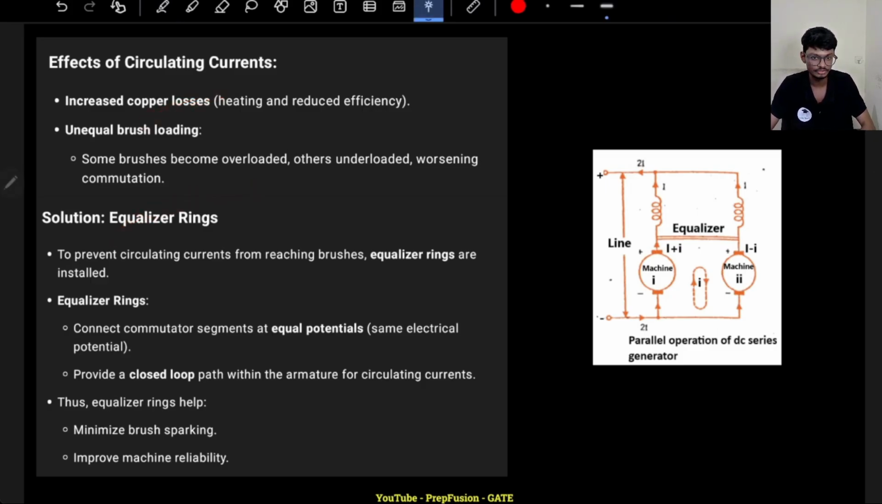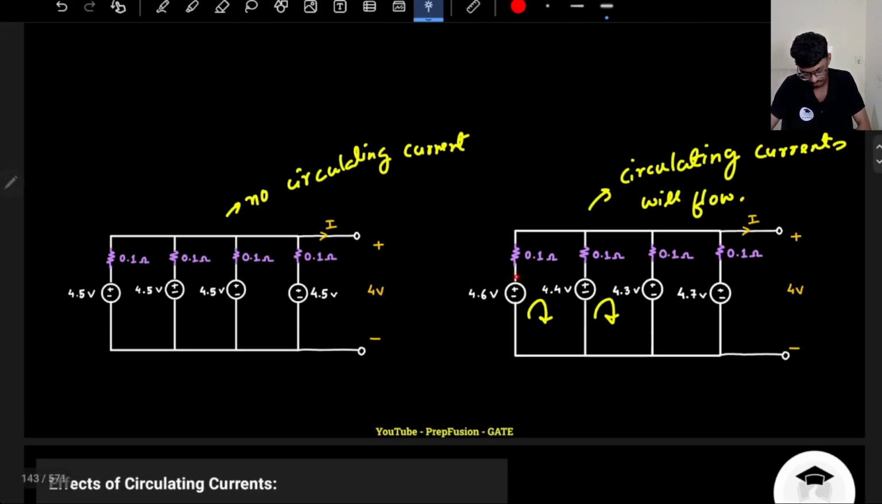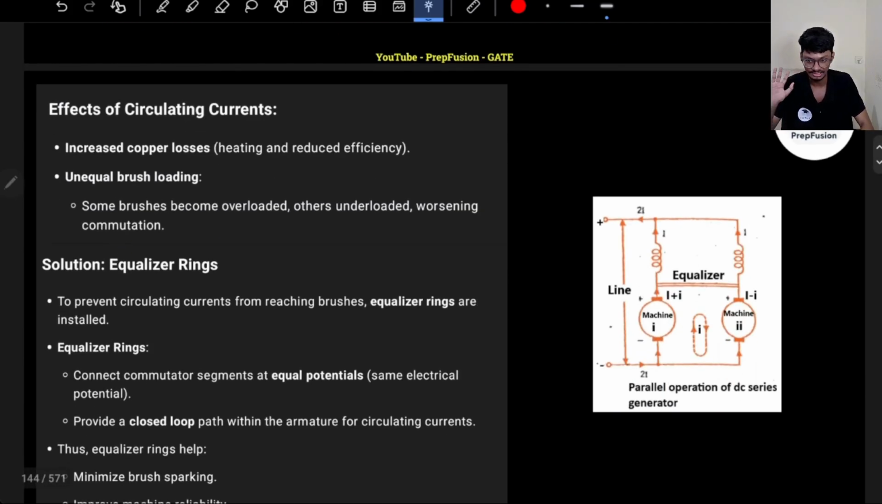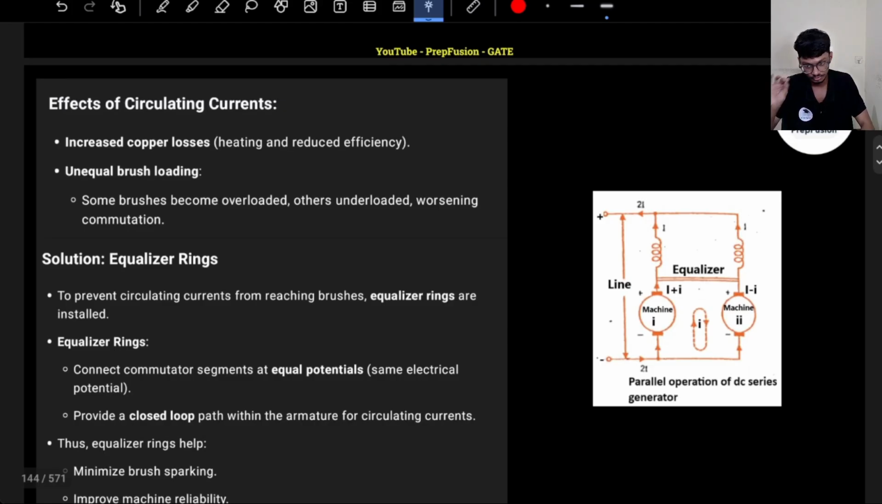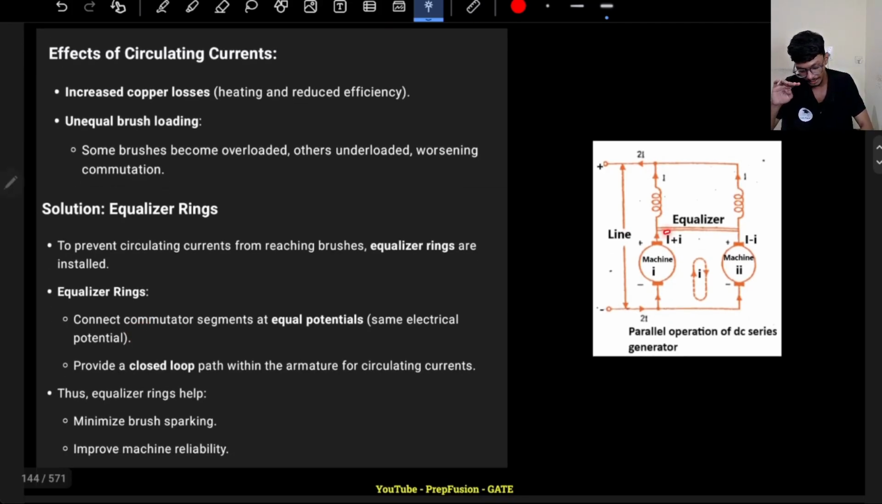What is the solution? The solution is a thing known as equalizer rings. What the equalizer ring does is connect these two points and try to maintain the potential the same. I'm not explaining it technically, I'm just explaining the solution. We use equalizer rings which maintain the potential here so that no circulating currents flow through the brush. Whatever circulating current flows will flow through the machine only. So that is the solution to what we have discussed.